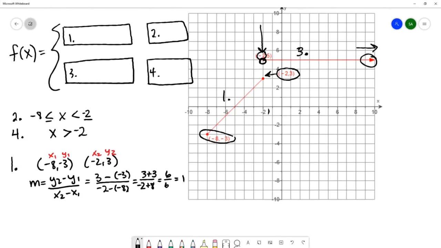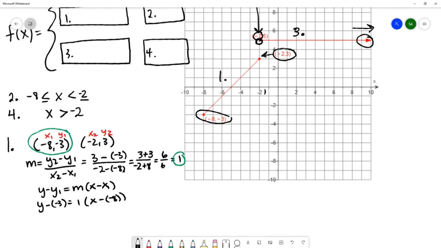And then I'm going to use y minus y1 equals m times x minus x1. This is called point slope form, and this will allow me to get the equation of that line. So I'll use this point and this slope to find the equation of the line. That's y minus -3 equals 1 times x minus -8.